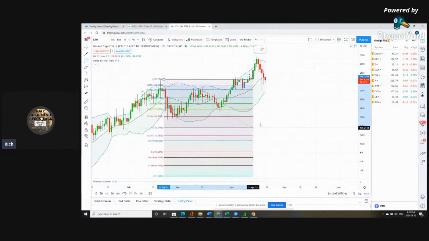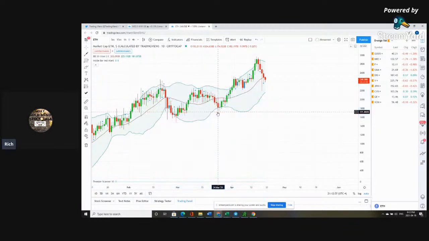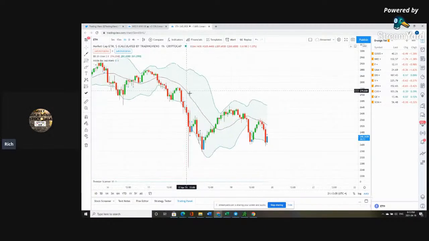How about the short? Low to high. Bam. 786. Wham, wham, wham. Down. Okay, guys. It's actually, this is the first time I'm looking at this chart. So it's actually very inspiring to me to see all these Fibonacci's.